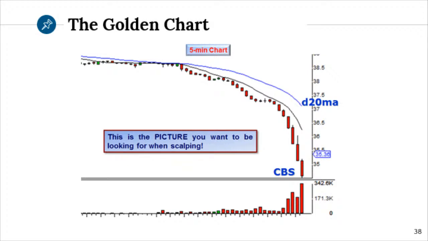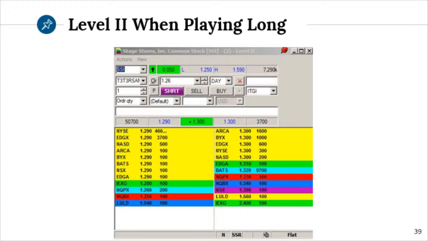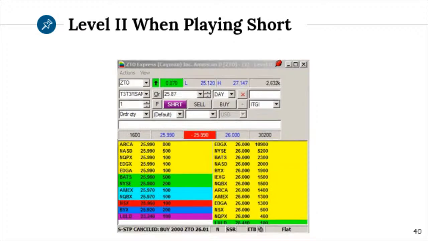Now, how do you time your entry? When do you do it? When you're playing long, you want to do it whenever you see an imbalance between the bid and the ask. Imbalance meaning, you have a strong bid, in this case 50,000 shares on the bid, only 3,700 shares on the offer, and the stock is bullish. That's when I jump in long, buy the offer, right?